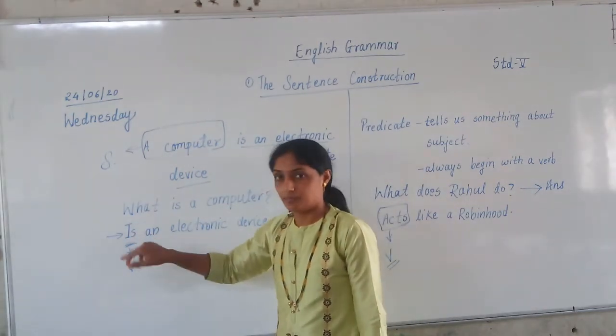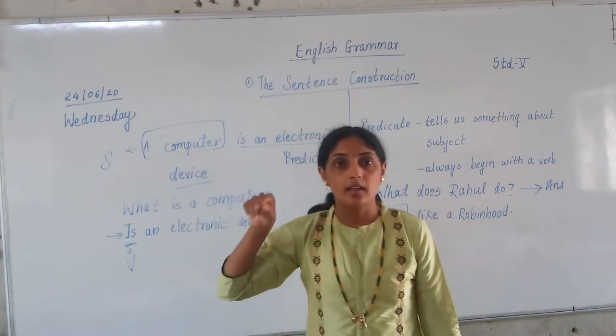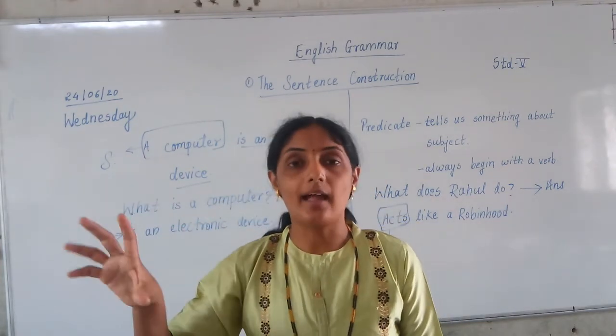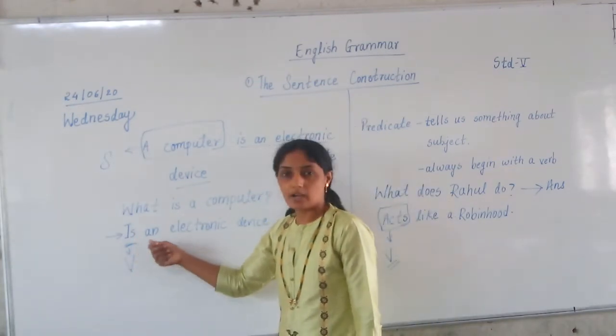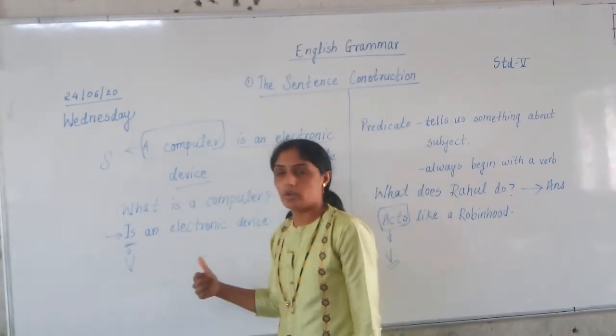Action is done. Is. आहे. Is म्हणजे काय? आहे. Computer आहे काय? आहे ही action. So is what? Verb. And we have started the answer with "is an electronic device."